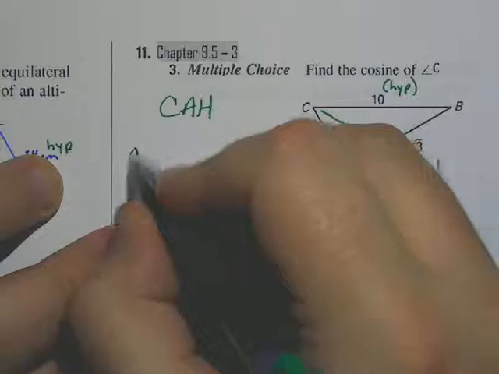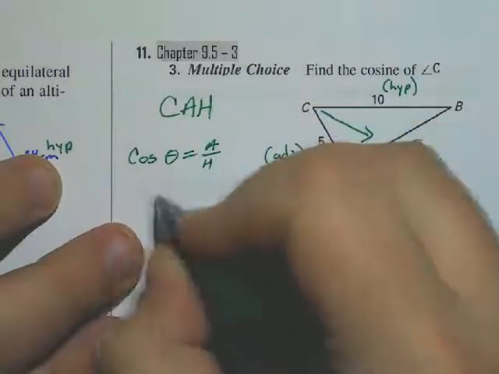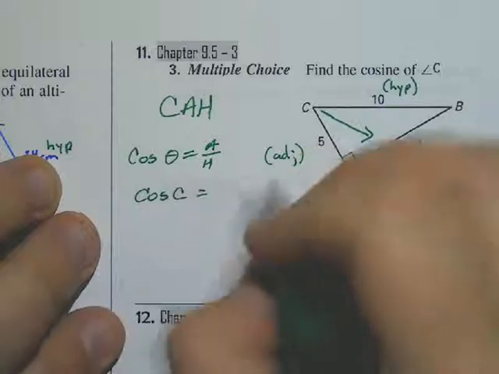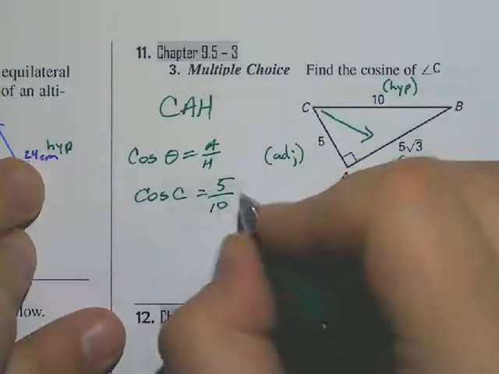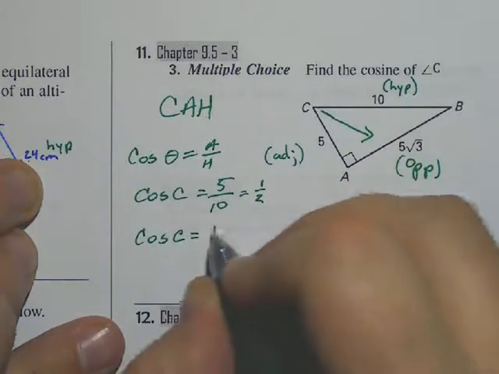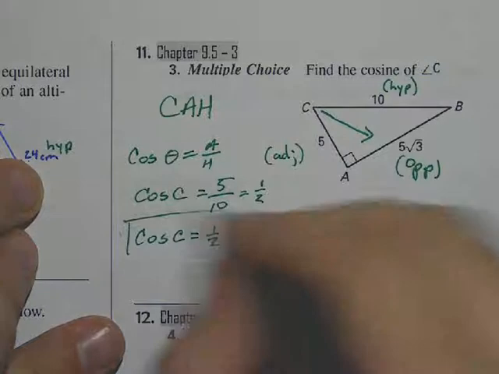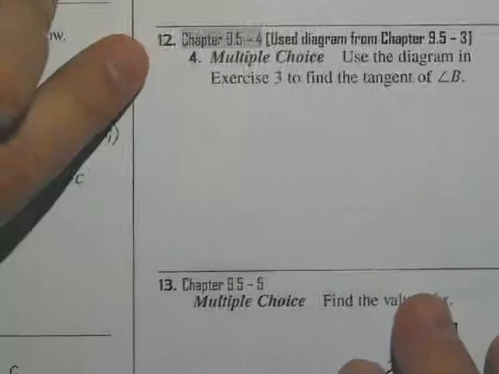So cosine of theta equals adjacent over hypotenuse. Cosine of C equals 5 over 10. And that's going to be 1/2. So the cosine of C equals 1/2. Okay. And that's all they asked you to find. Moving on to the next one.